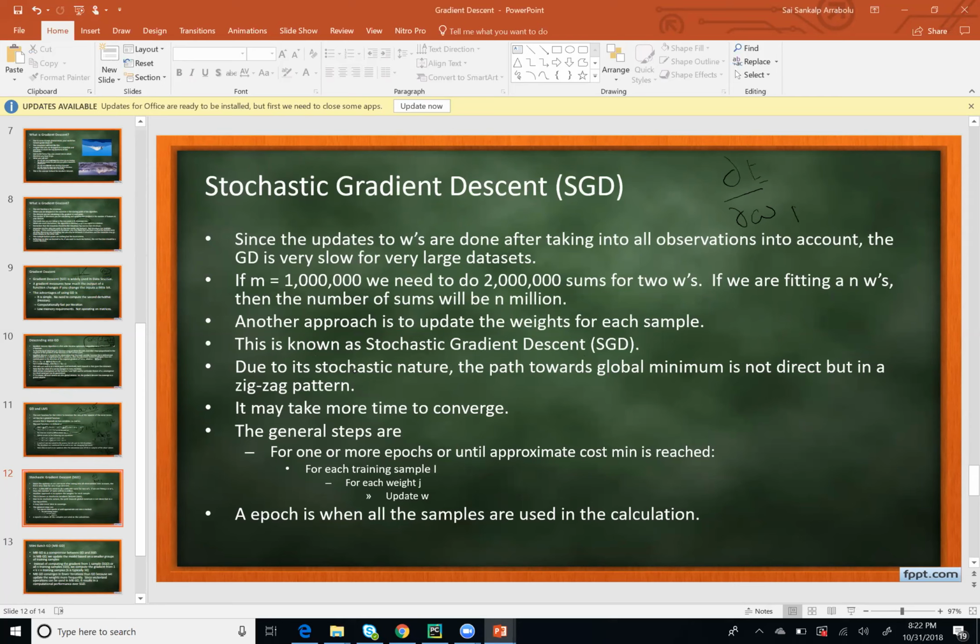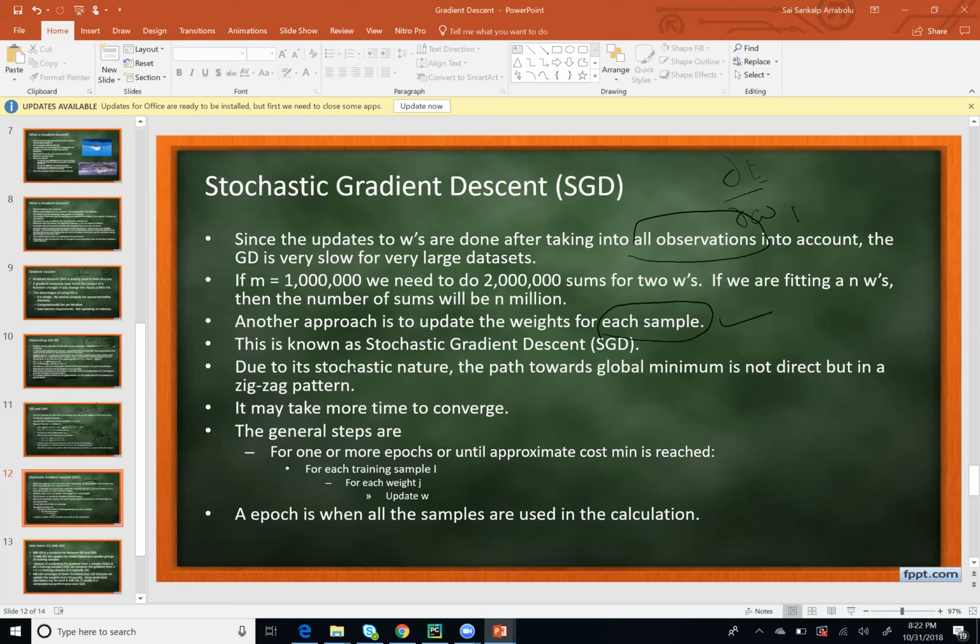For example, let's say we have 1 million observations. That means we need to do 2 million sums of these W's to optimize for that value. So 2 million operations is really large, right? So another approach is to update the weights for each sample. So we update the weight instead of running it over all observations. We'll update it for each sample. After every sample, we'll update it.